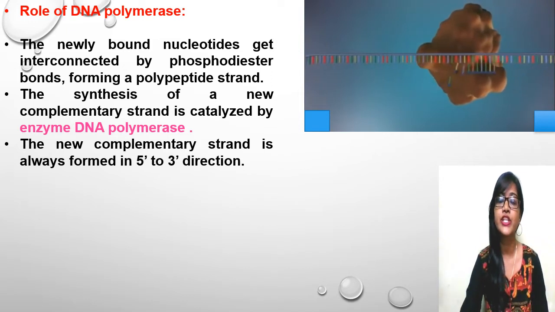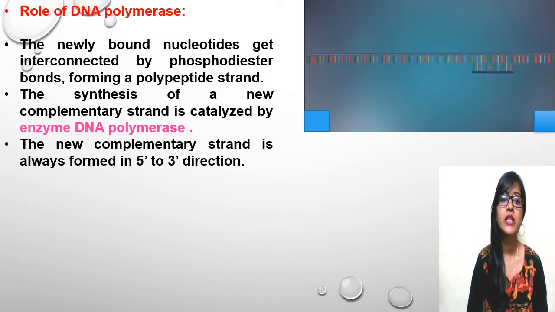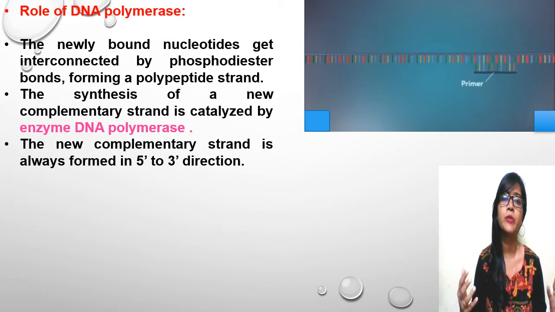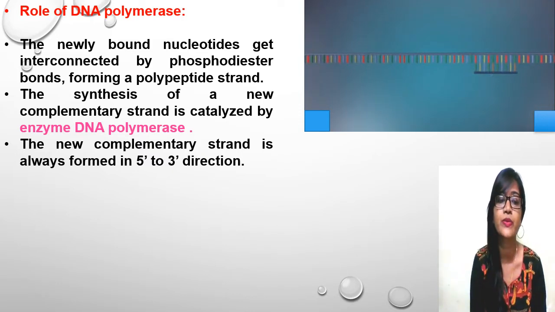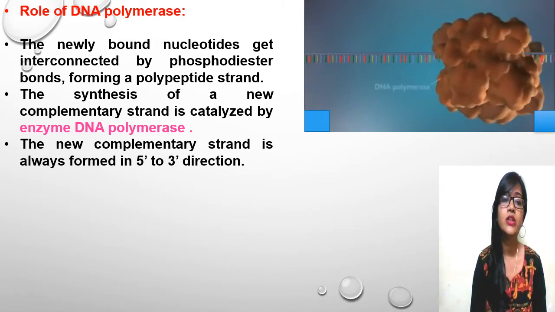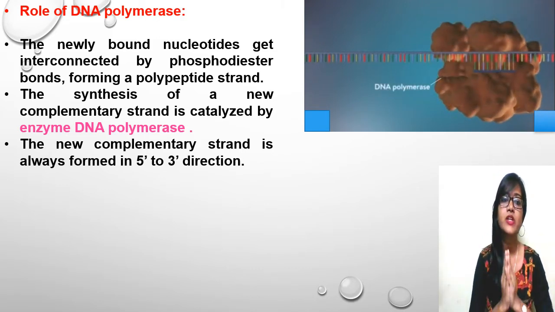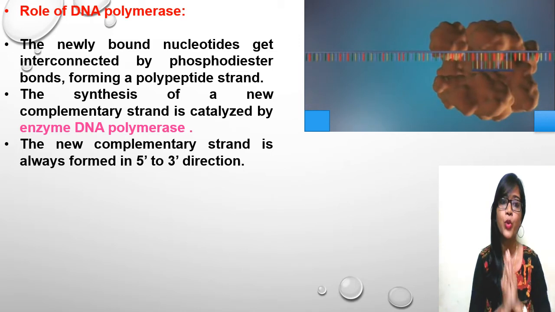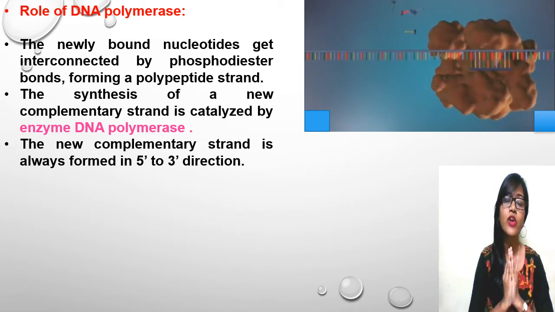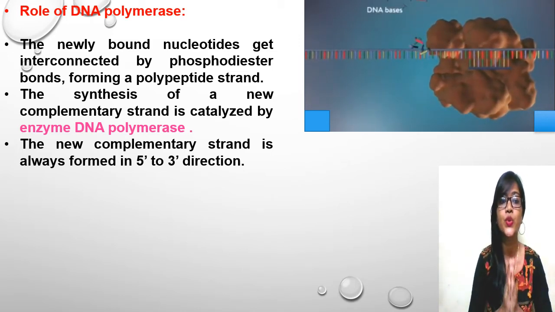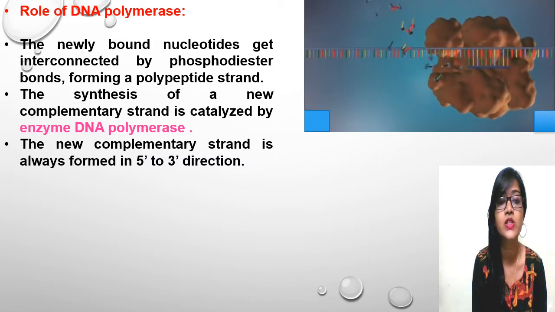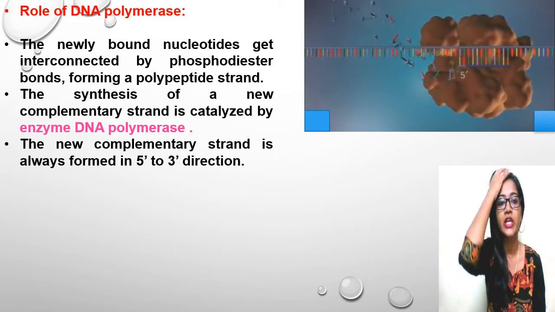triphosphates, that is, activated nucleotides. And these enzymes are essential for DNA replication. The DNA polymerases are very important for the DNA replication process. They usually work in groups to create two identical DNA duplexes from a single original DNA duplex.